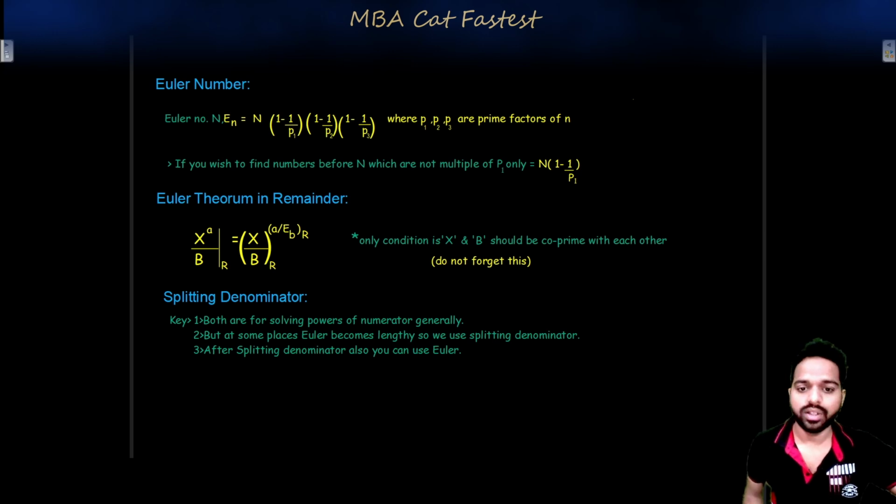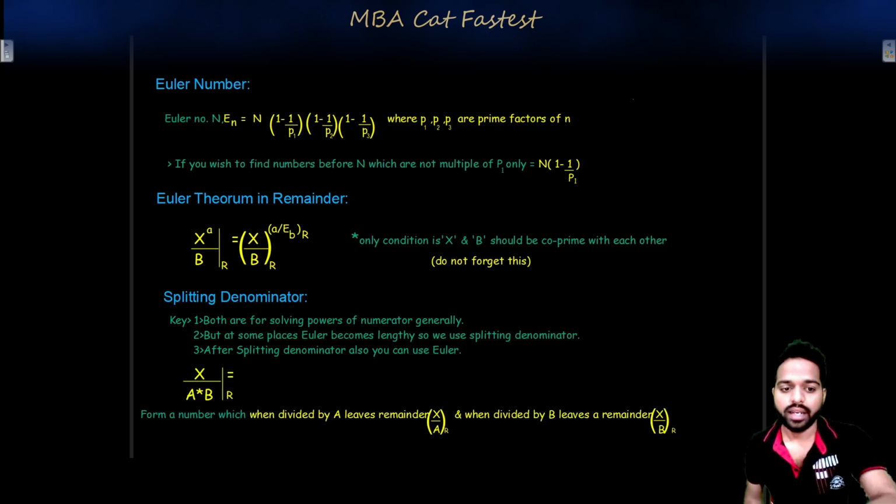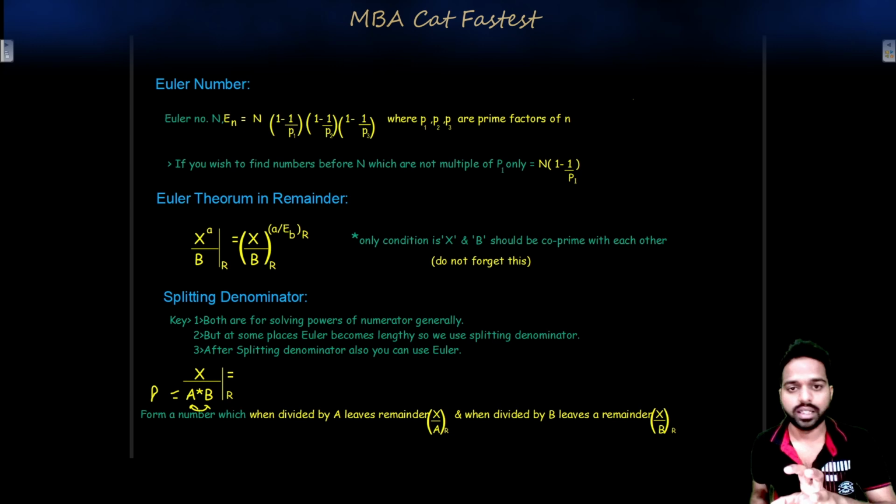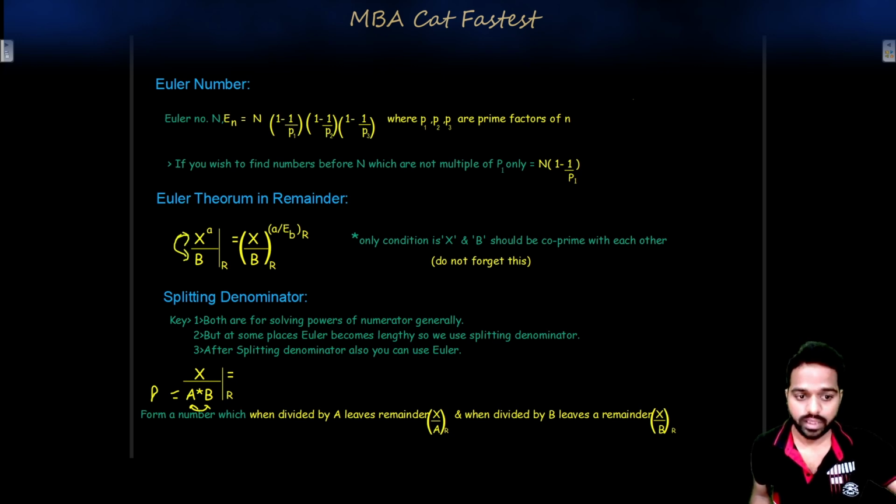Now I am going to tell you what a splitting denominator is. If x is to be divided by p, which can be written as a into b, these also have to be co-prime numbers. Either it is a complete power of one prime number, or a complete power of another prime number. This condition has to be met compulsorily to use a splitting denominator. Remember, in Euler, these two are to be co-prime. In the splitting denominator, these two are to be co-prime.